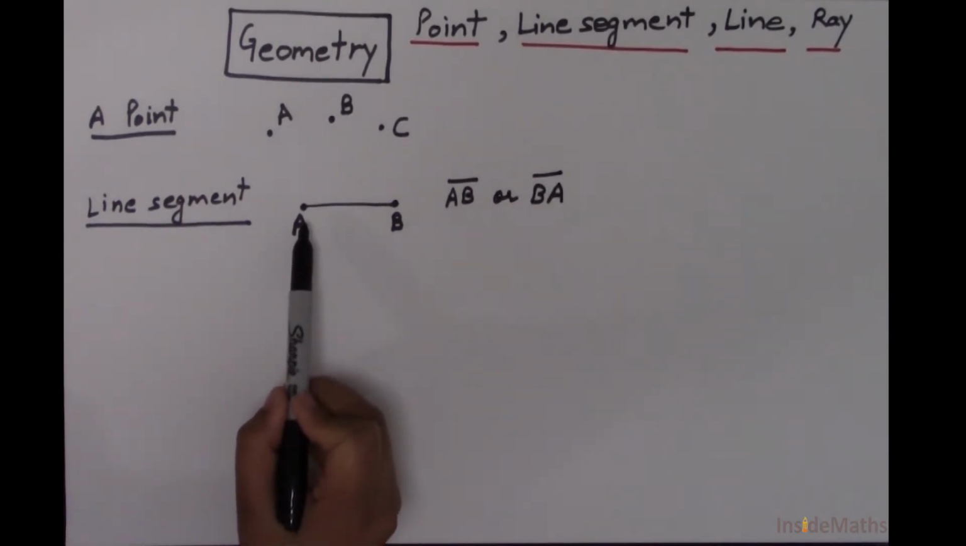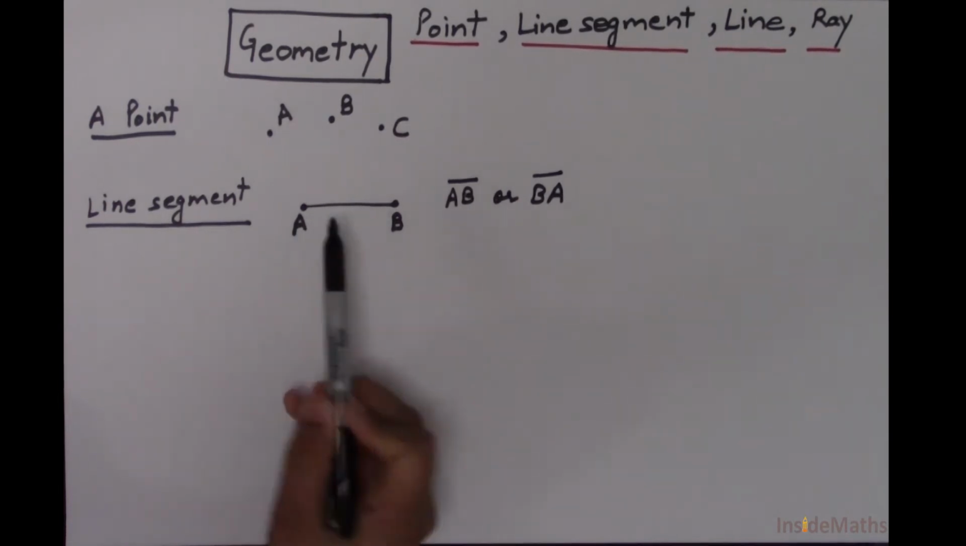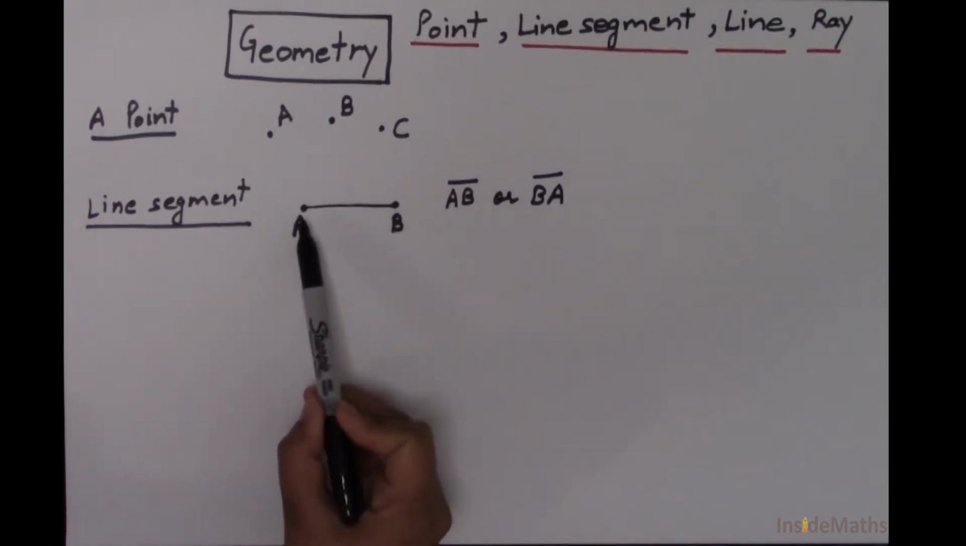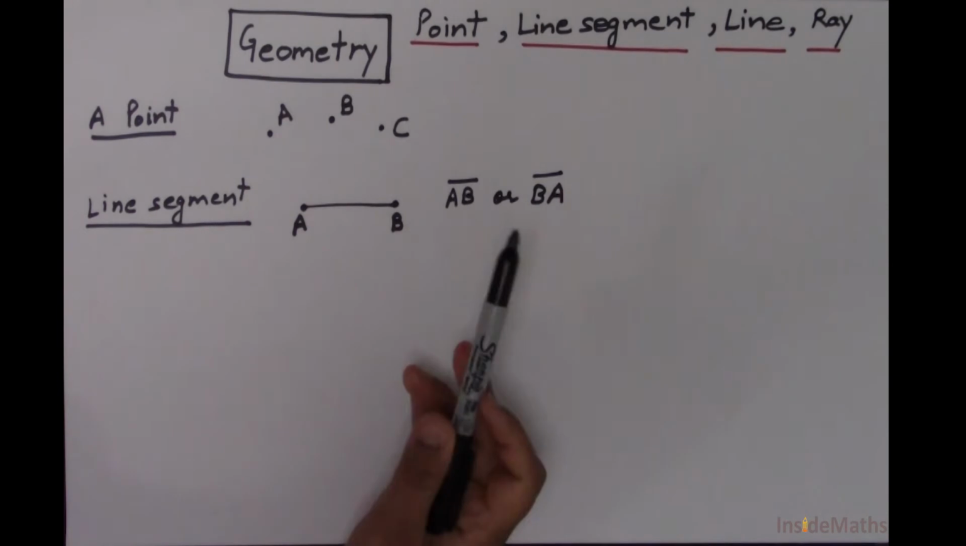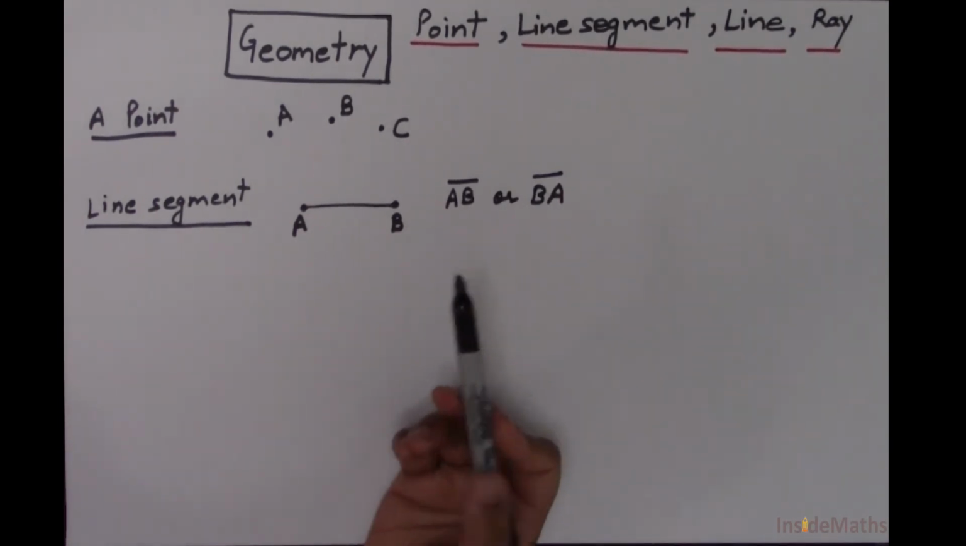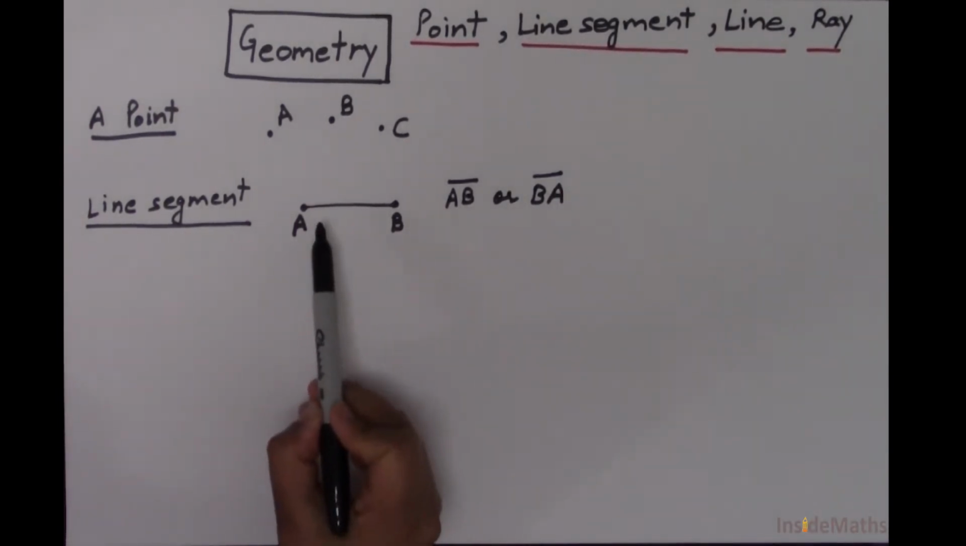So a line segment has a designated length. So it can be 2 centimeters, 5 centimeters, 10 miles, 1,000 miles, or 1,000,000 miles. Basically, it has a fixed length.